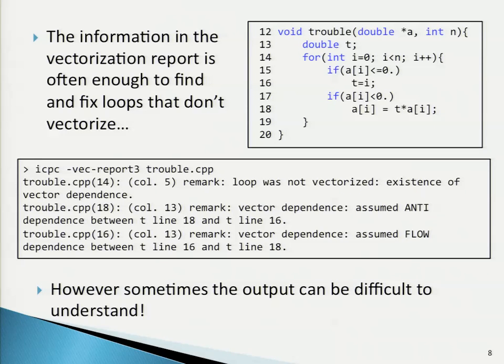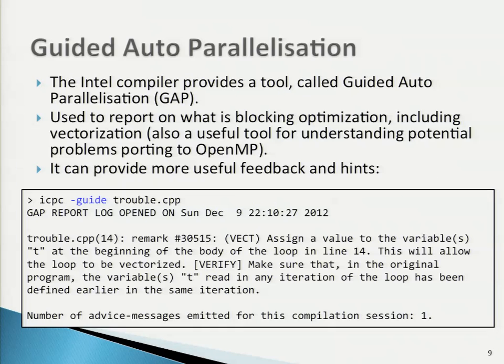Sorry. And that's actually more information than the GNU compiler will give you sometimes. So there's another tool provided by Intel, which you can activate by passing in this flag, and this is called the guided auto parallelization tool. It reports on many different issues that it encounters that stop it from optimizing your code.